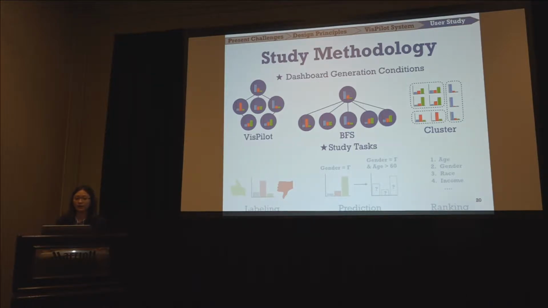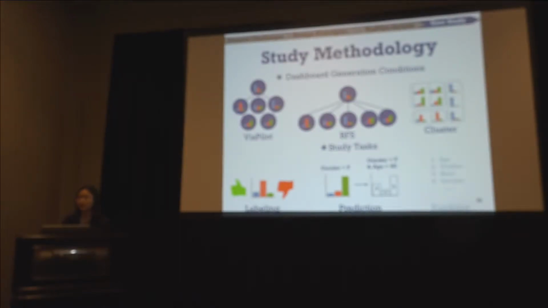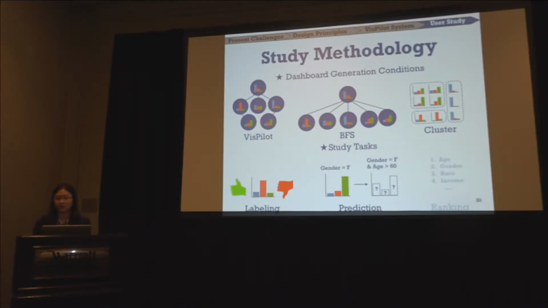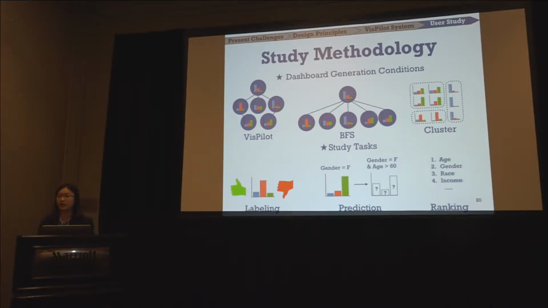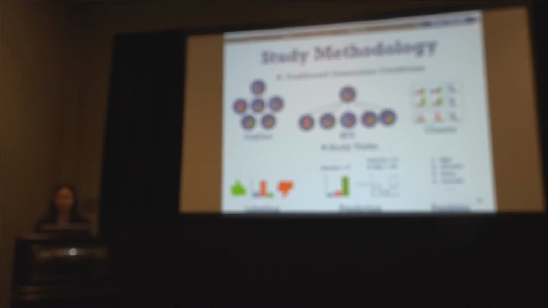Now, given an assigned dashboard, participants were asked to complete a series of tasks to measure how useful each dashboard is in helping them accomplish these tasks. These tasks included a talk-aloud labeling exercise, measuring the insights gained from individual displayed visualizations. A prediction task, where participants estimated the value of a data distribution after seeing a related visualization in the dashboard. And an attribute importance ranking task, designed to measure how well participants are able to assess the overall importance of attributes across the entire dataset.